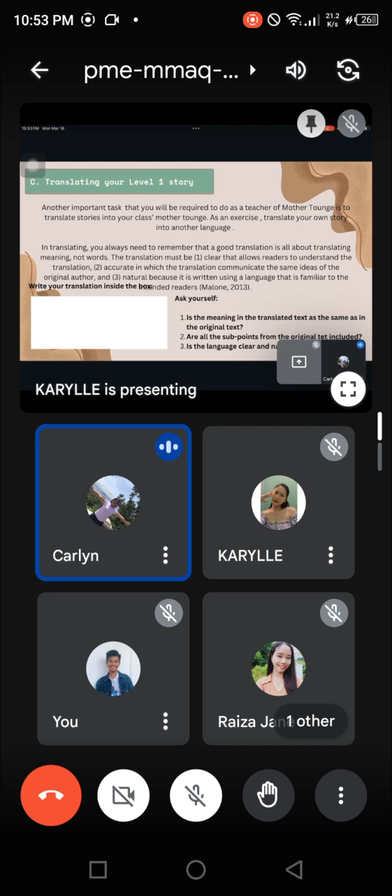Another important task that you will be required to do as a teacher of mother tongue is to translate stories into your class mother tongue. As an exercise, translate your own story into another language. Yun nga po, kung tayo ay nagka-create ng isang story, halimbawa using an English language or a Filipino language, trabaho po natin as a mother tongue teacher na i-translate siya kung ano yung mother tongue na ginagamit.